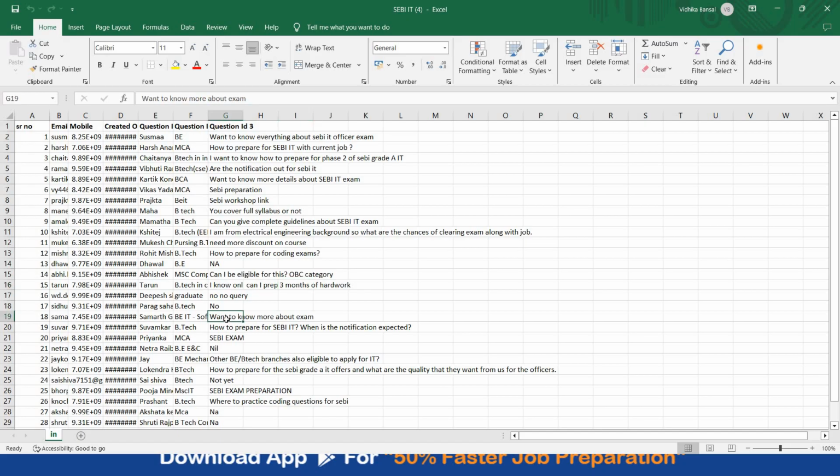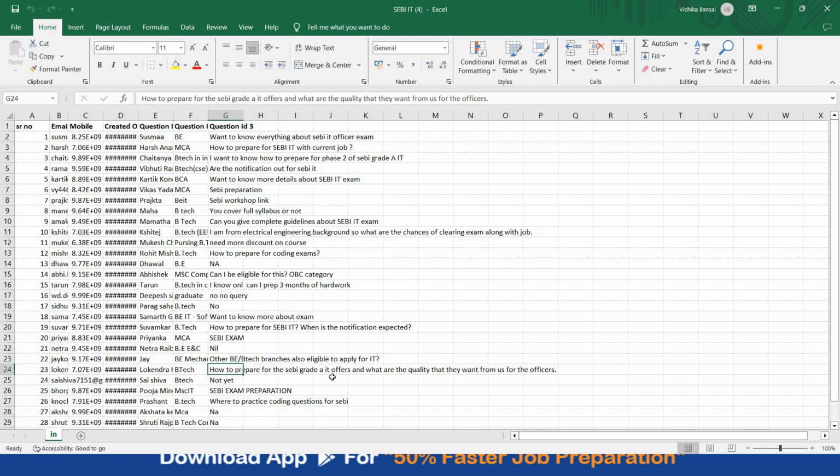Next query is, want to know more about the exam, how to prepare for SEBI IT, when the notification is expected, about SEBI IT exam. I think I have addressed all of these. Then the next is, are other BE BTech branches also eligible to apply for IT? Yes, you are BE in mechanical and yes, you are eligible to appear for this exam.